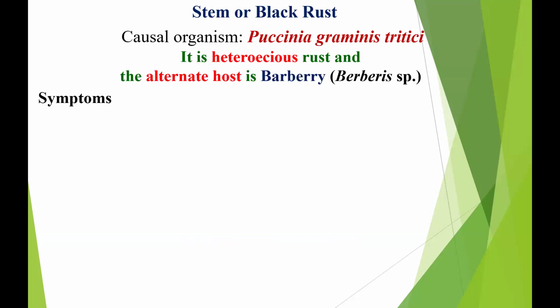It is a heteroecious rust, and the alternate host is barberry, whose scientific name is Berberis species. The term heteroecious means this rust has five spore stages, and it is macrocyclic. The alternate host is barberry, which is not present in India. So some volunteer hosts are there in which the pathogen survives.